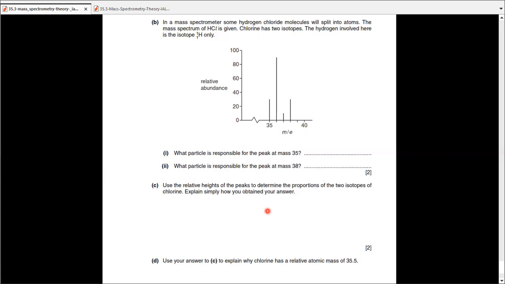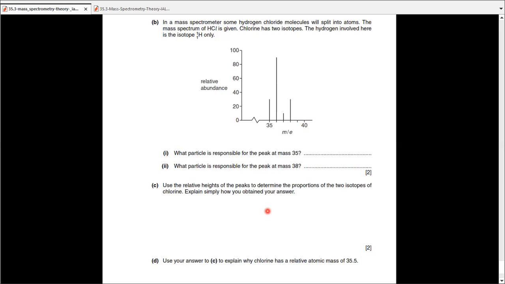Cl positive? No. Cl radical? Chlorine has only two isotopes. One is 35, the other is 37. How come we have 38? It's the radical. Radical means it has an unpaired electron. An unpaired electron cannot weigh like a whole nucleus. Not possible. Think again.